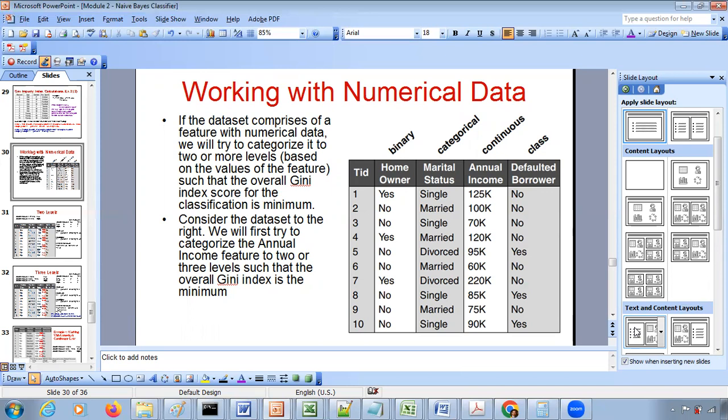So the three features are homeowner, where the values are yes or no, a person is either a homeowner or not; marital status, where you have three statuses: single, married, and divorced; and then annual income as a numerical feature, so it can take any value.